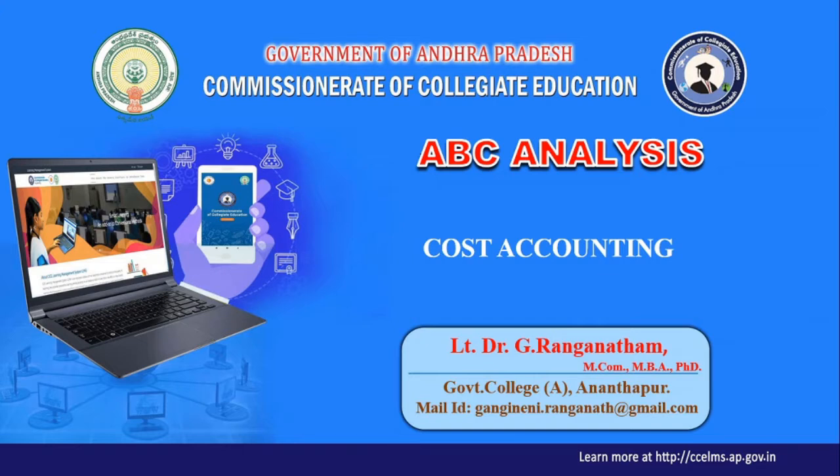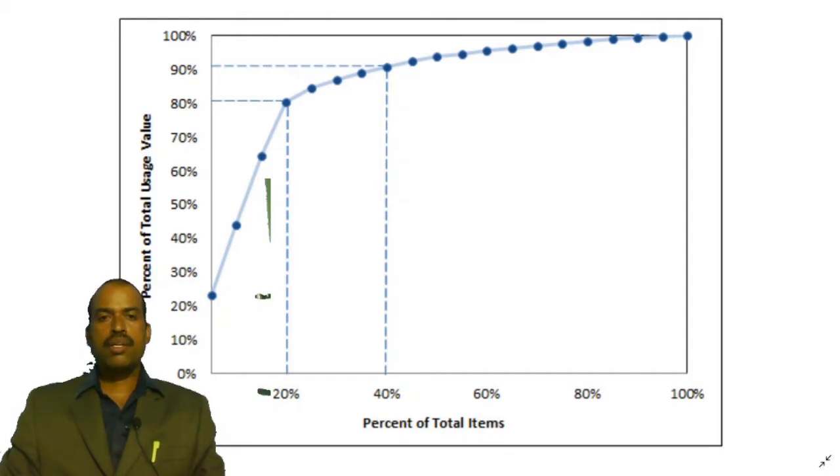In this video lesson, I am going to explain ABC analysis in cost accounting. After learning the basic concepts of material and material control, we have to learn the material controlling techniques. There are around 10 techniques, but in our syllabus only 3 techniques have been introduced. Out of these 3 techniques, in this session we are going to learn the ABC analysis.